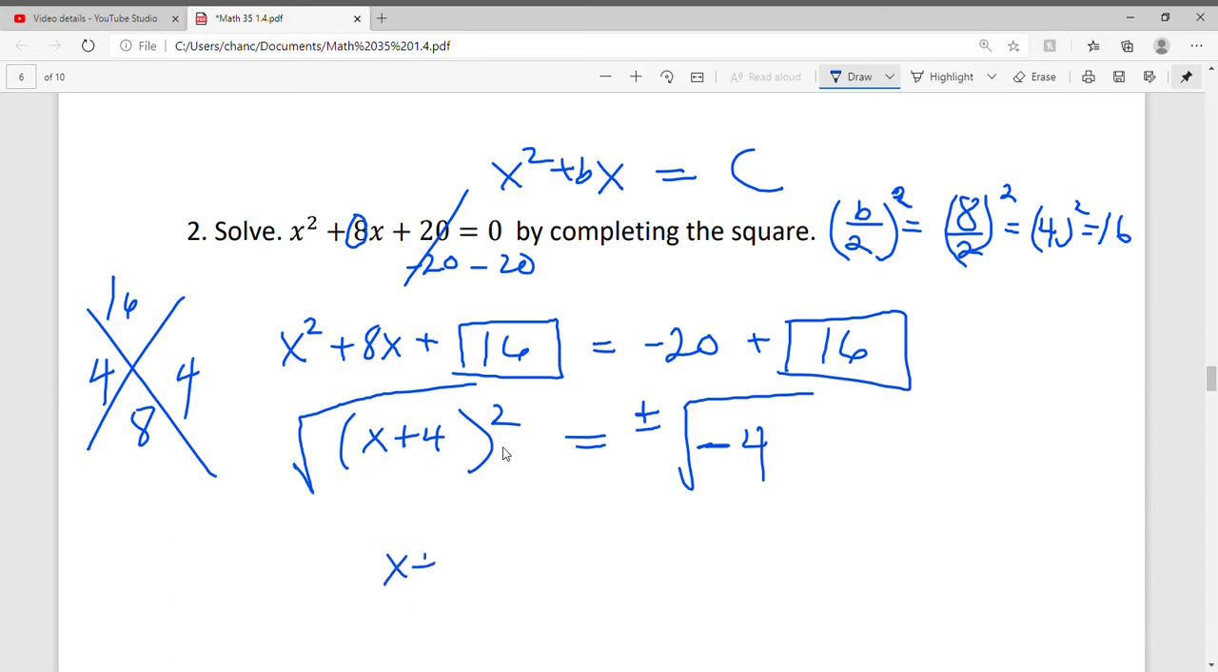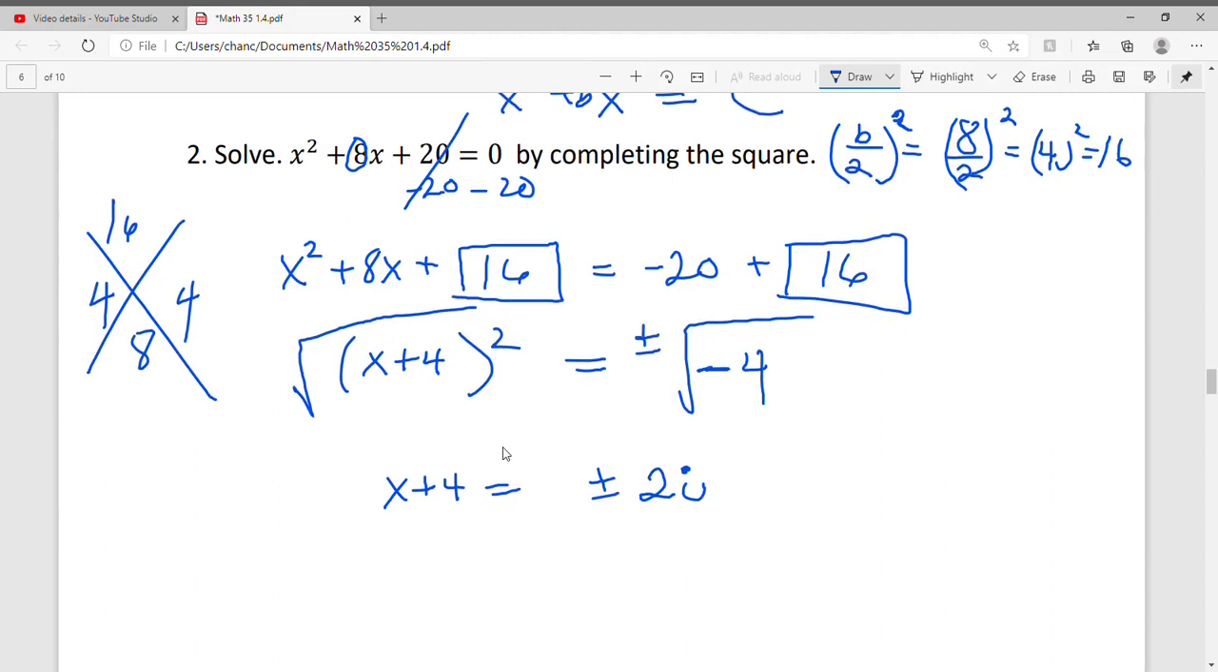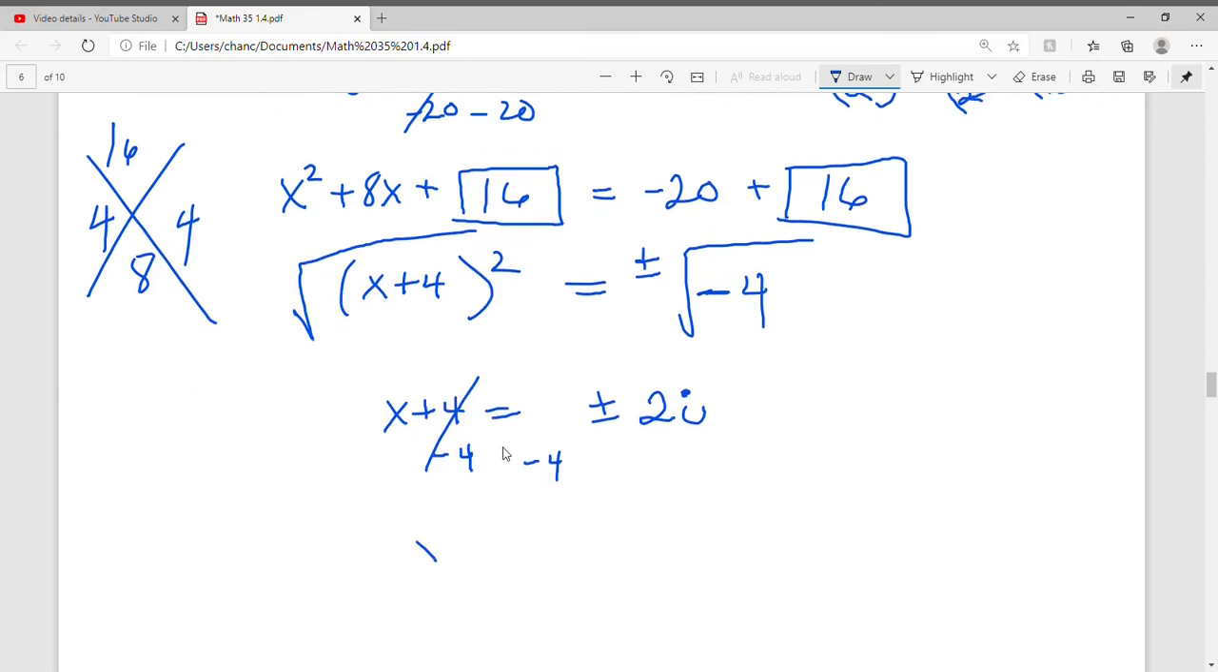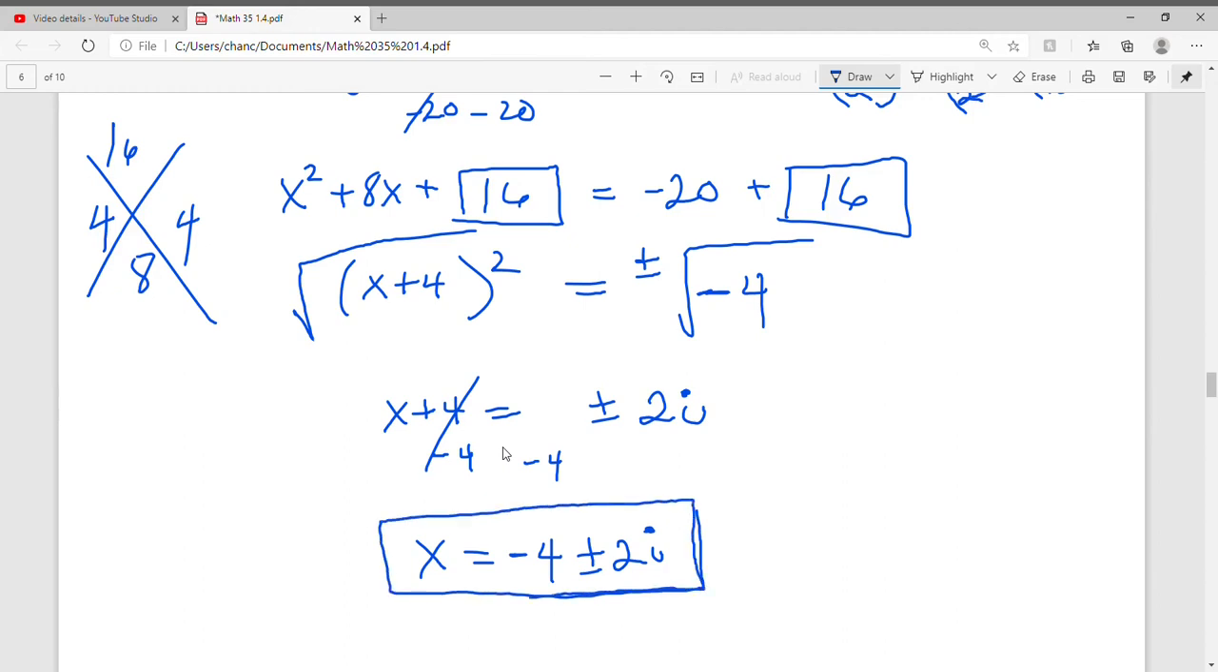So we have x plus 4 equals plus or minus. Now what's the square root of negative 4? That is 2i. We could subtract the 4 from both sides. x equals negative 4 plus or minus 2i. And that's it. We can't simplify it further. There's an i that shows up, so we don't need to split it into two equations.